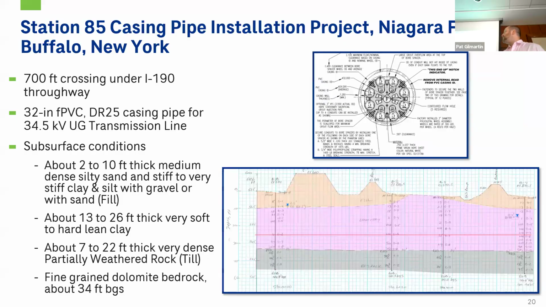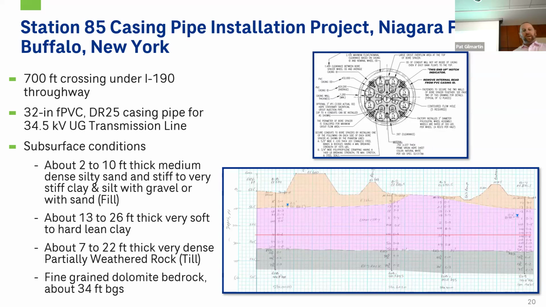So now I'll get into a few case histories. In general, I think a lot of people know that HDD is used for gas lines as well as water mains and sewer mains. Wanted to highlight this project that we did up by Niagara Falls in New York because it is unique, where we ended up doing a full-blown duct bank within a casing pipe.